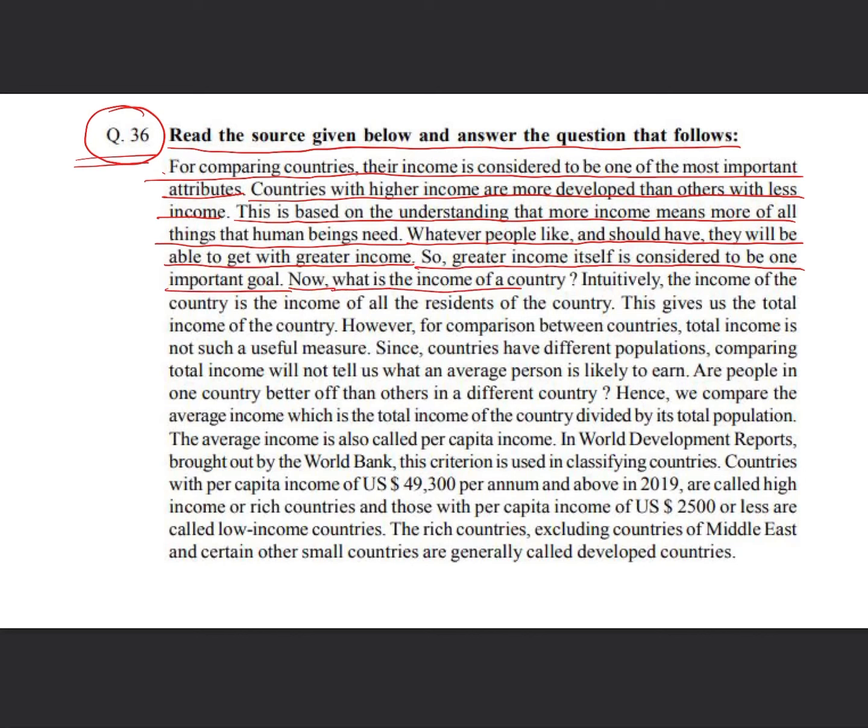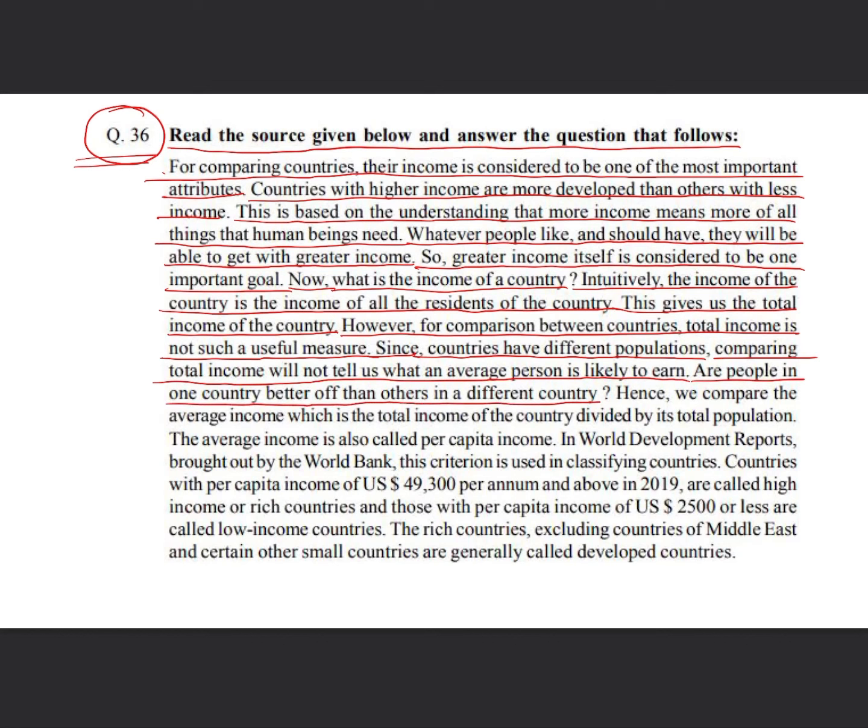Now, what is the income of a country? Intuitively, the income of a country is the income of all the residents of the country. This gives us the total income of the country. However, for comparison between countries, total income is not such a useful measure. Since countries have different populations, comparing total income will not tell us what an average person is likely to earn. Are people in one country better off than others in a different country? Hence, we compare the average income, which is the total income of the country divided by its total population. The average income is also called per capita income.